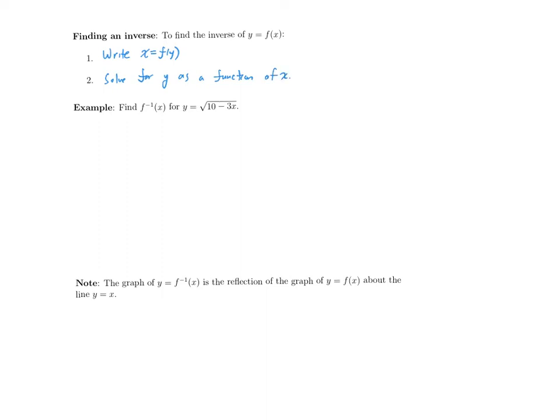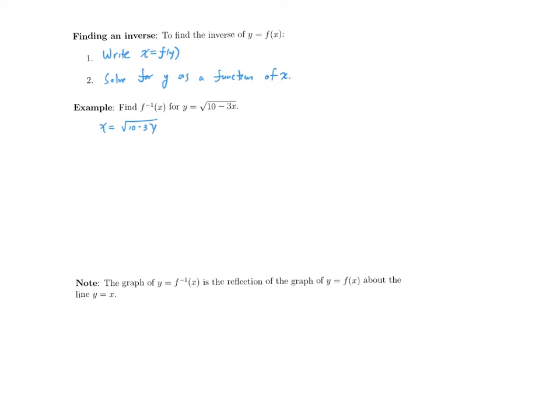Let's go ahead and apply this to a nice concrete example. Let's find the inverse for the function given by y equals the square root of 10 minus 3x. And if we see a question phrased in such a way, find f inverse for a given function, you can assume the function has an inverse. So let's go ahead and do this. The first thing we want to do is change around the roles of x and y. So I'm going to write x equals the square root of 10 minus 3y.